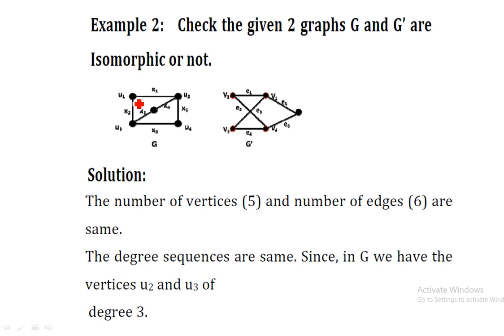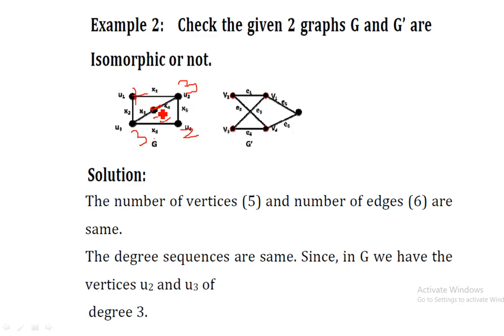What about the degree of the vertices? How many degree 2 vertices are in graph G? 1, 2. What do we mean by degree? The number of edges incident with that vertex is called the degree. Degree 2, degree 3, and the degree of this vertex is 2, this vertex is 3, this vertex is 2. So 3 vertices have degree 2, and 2 vertices have degree 3.